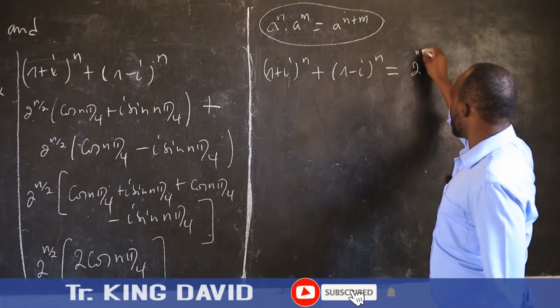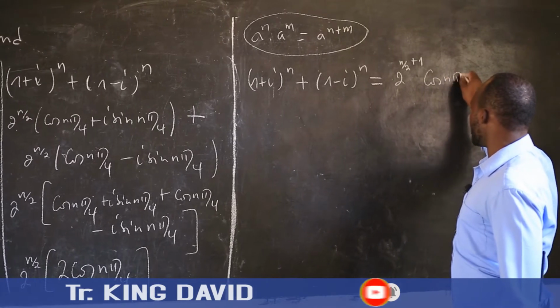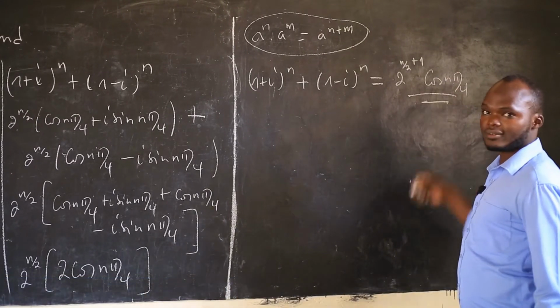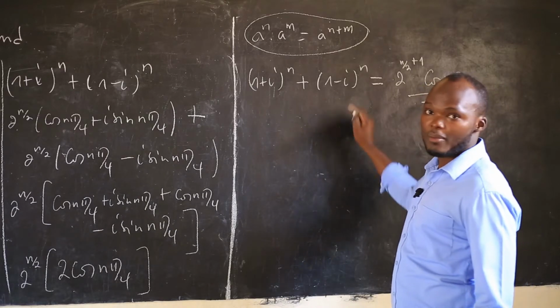2 power n over 2 plus 1 cos n pi over 4. That is the answer for 1 plus i power n, then plus 1 minus i power n.